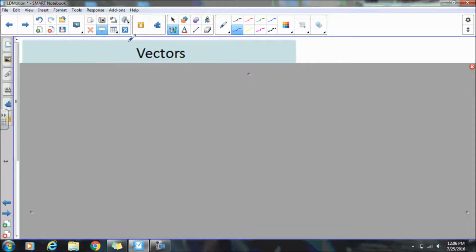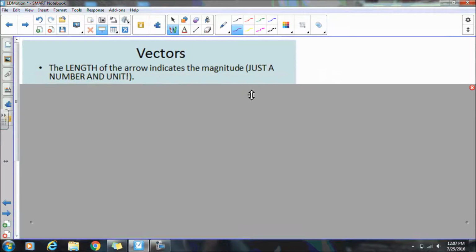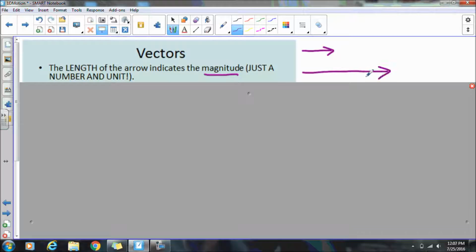So let's go a little bit more into vectors because these are a little more specific. So first, vectors. The length of the arrow indicates the magnitude. And again, don't get mixed up with this word. It's just the number and the unit. It's the amount. So let's say you have an arrow this big and an arrow this big. This one has a much smaller amount than this one does.